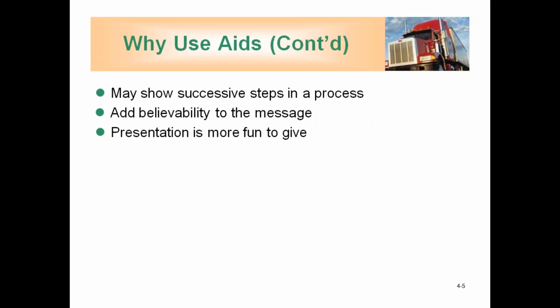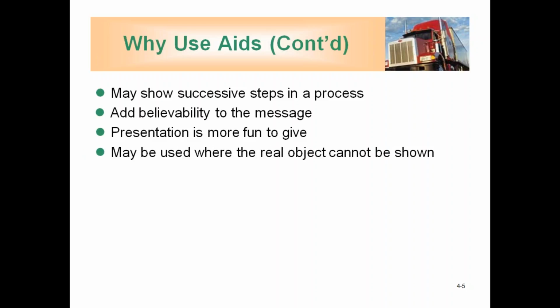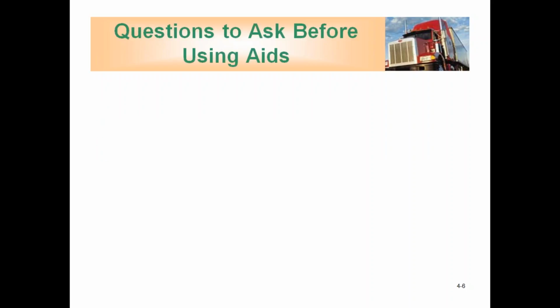Then the presentation is more fun to give. So when we give the presentation, it is more fun to give, and it may be used where the real object cannot be shown. For example, I want to see the practical way, but it's not possible to see it, so we can use, for example, I'm talking about my topic, computers. If I want to show the router to the students, it's not possible for me to show the routers or the bridges there. So I can use the real objects in the presentations. Now, what are the various questions to ask before?